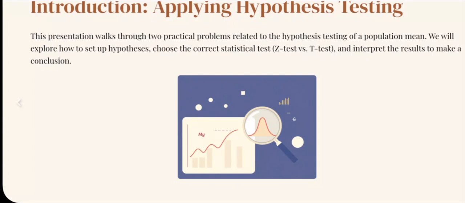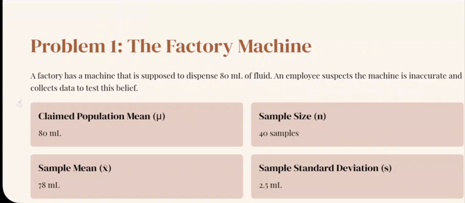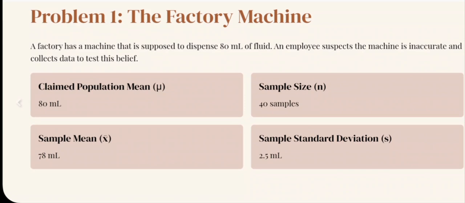An employee believes the average amount of fluid is not 80 milliliters. Using 40 samples, he measures the average amount dispensed by the machine to be 78 milliliters with a standard deviation of 2.5. Part A. State the null and alternative hypotheses. Now feel free to pause the video if you want to try this problem yourself. So let's go ahead and begin.